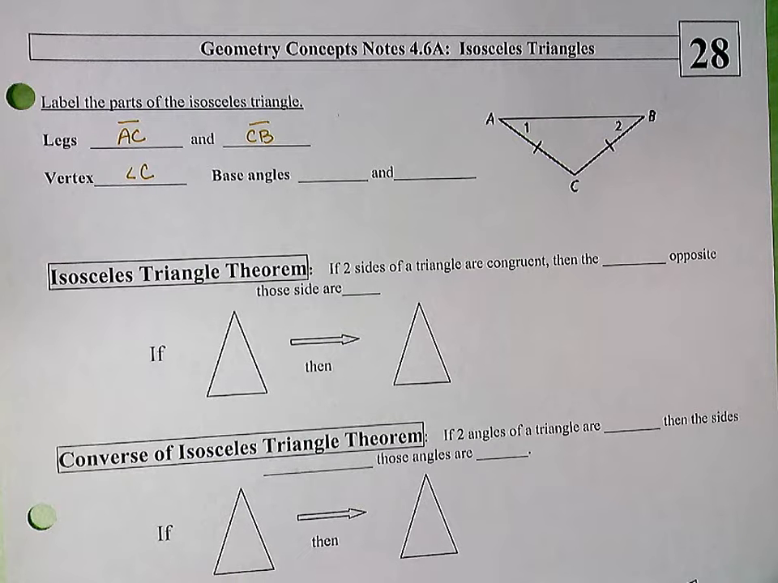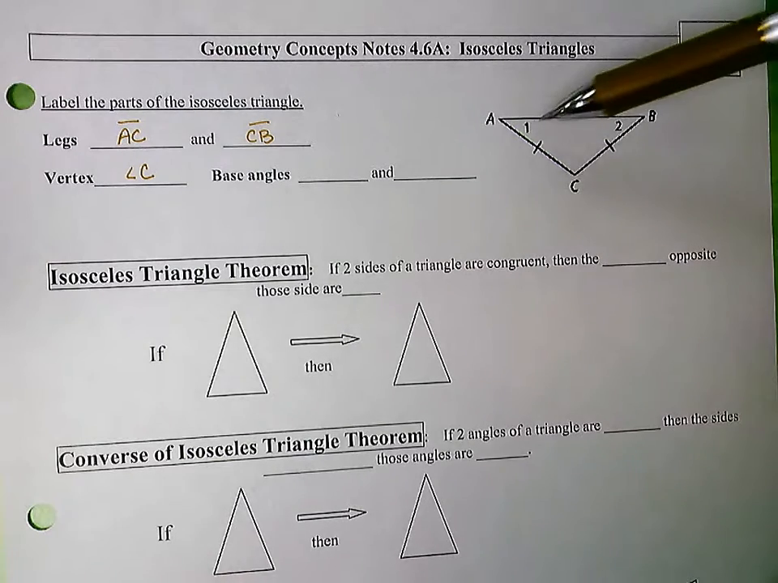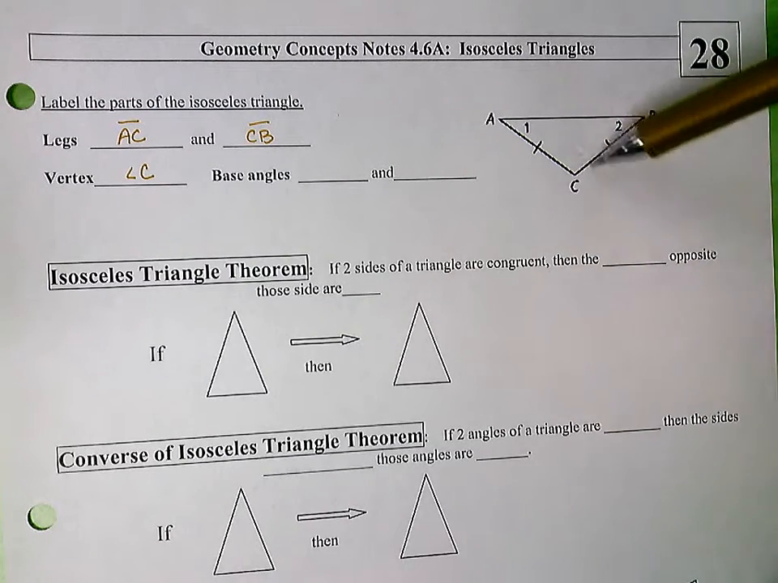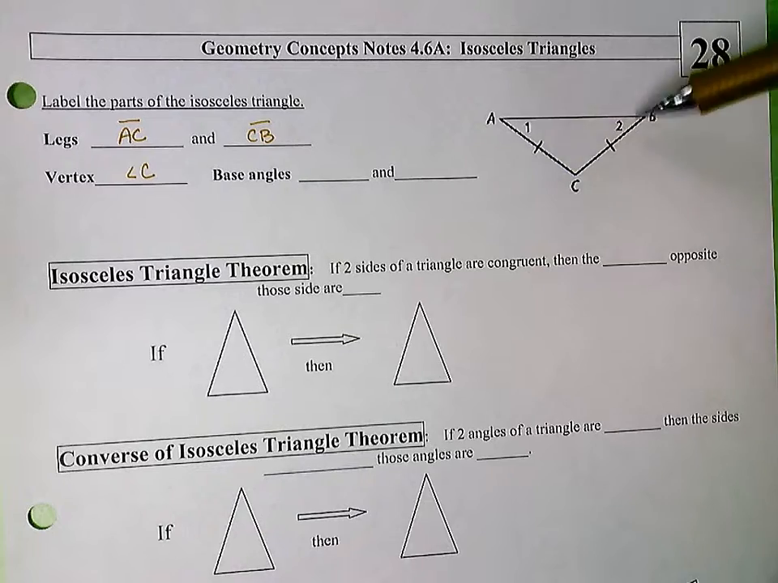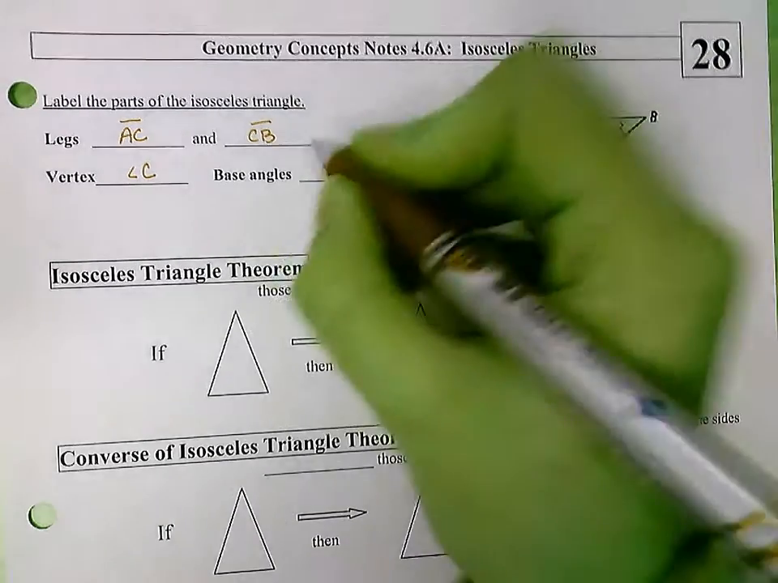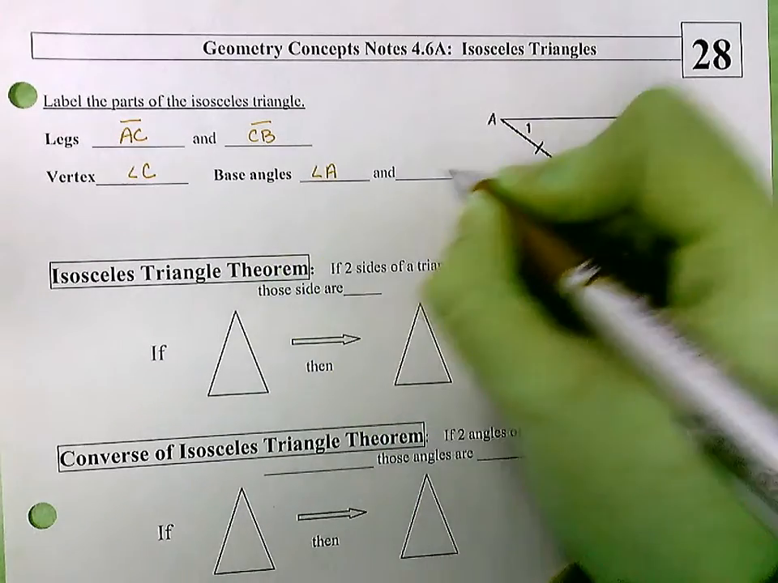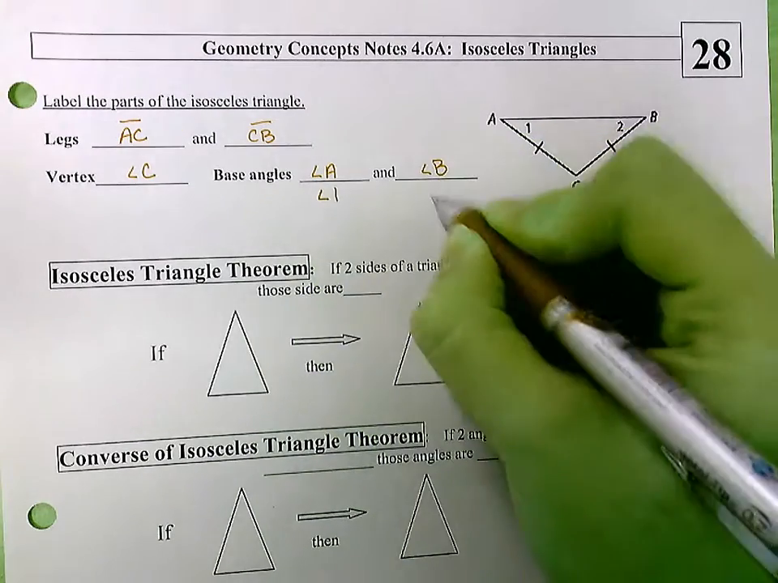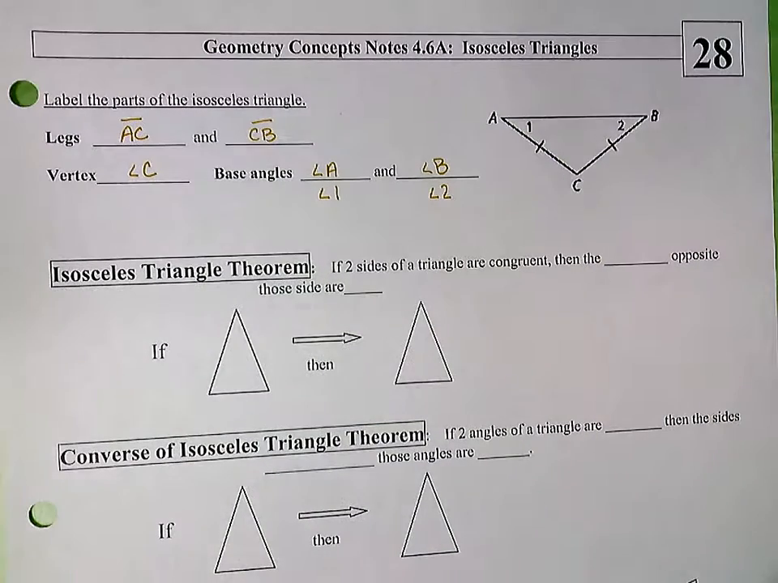Then your base angles are your other two angles within that triangle. So your vertex is C, so the base angles would be A and B. So we can say angle A and angle B, or if you want to use the numbers, angle 1 and angle 2.